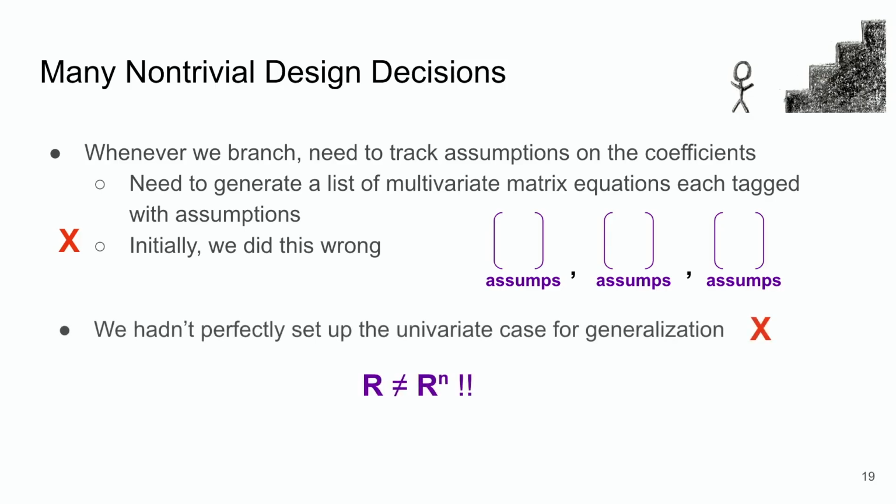Also, we hadn't perfectly set up our univariate case for generalization. So this isn't entirely surprising, because multivariate polynomials are much more complicated than univariate polynomials and pretty fundamentally different on a number of levels. But there was definitely a place in our univariate case where we had to go back and massage what we did to change it so that it would generalize.